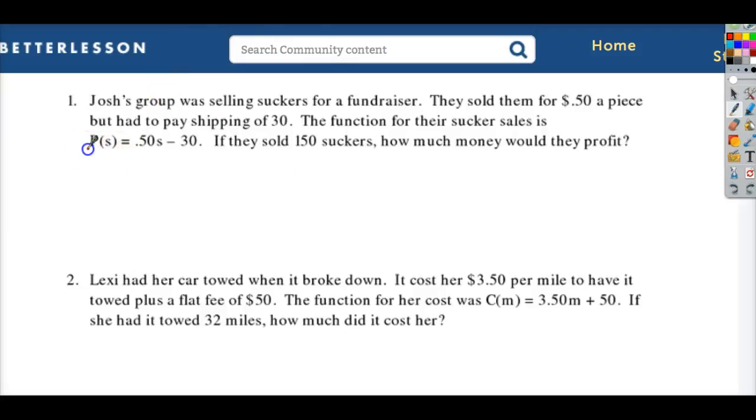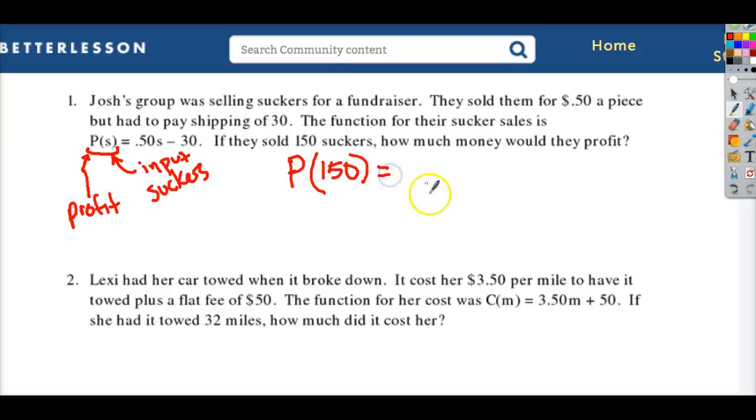So the point of calling this P of S is that this is the profit for your input, suckers, right? That's how many suckers. Input is the suckers. S, profit function of S. So, in terms of 150 suckers, all I would say is my profit of 150 is 50 cents times how many suckers I sold, 150.